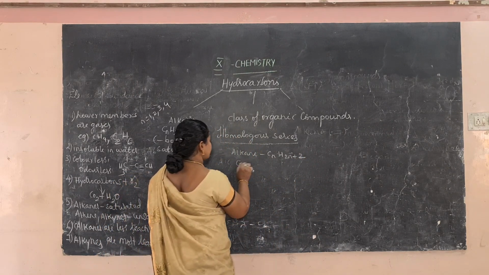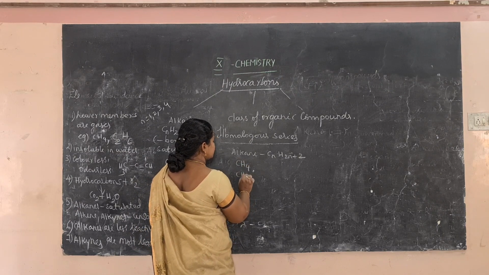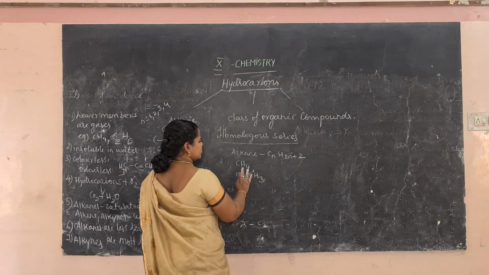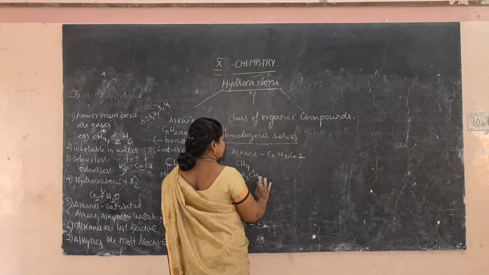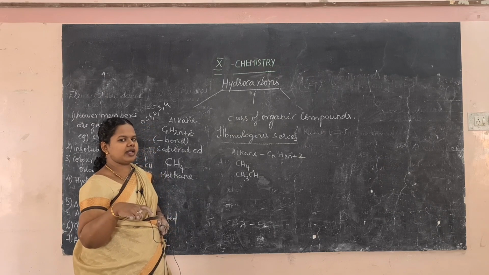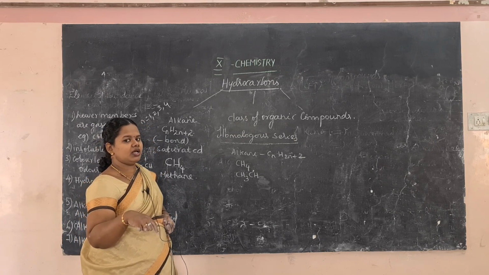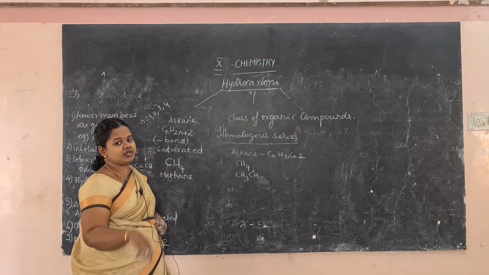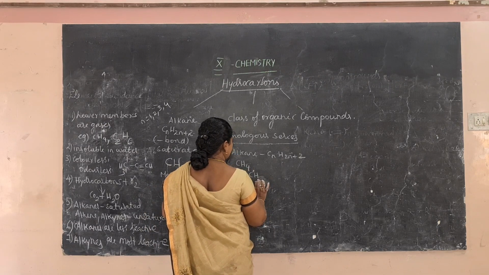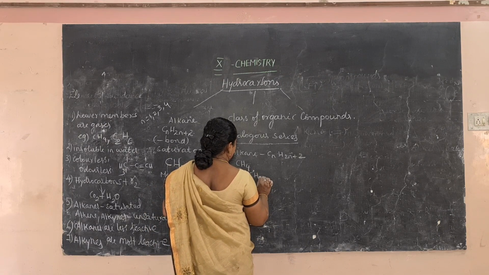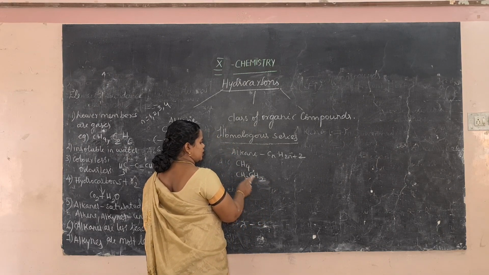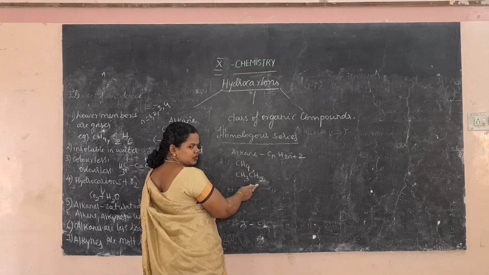We'll write the first member CH4, then the second member, and each member differs by a CH2 group. So a homologous series is a group or class of organic compounds having similar physical and chemical properties, with each member differing by a CH2 group. If the CH2 group differs, one CH2 is added here, giving CH3CH2. The first member is CH4, and here there is one extra CH2 group.